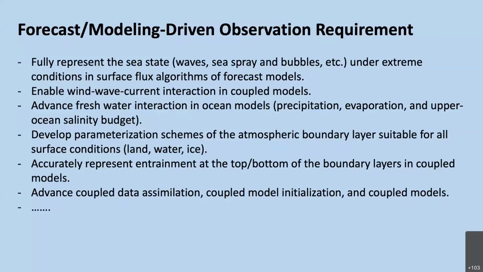The other one is we discussed the freshwater input into the ocean model and how it produces what we call the fresh jet. As we know, most ocean models do not include precipitation as part of their upper ocean salinity budget. So what kind of observations do we need to help advance ocean models from that perspective? And there are many, many examples, so I'm not going to go through these details.